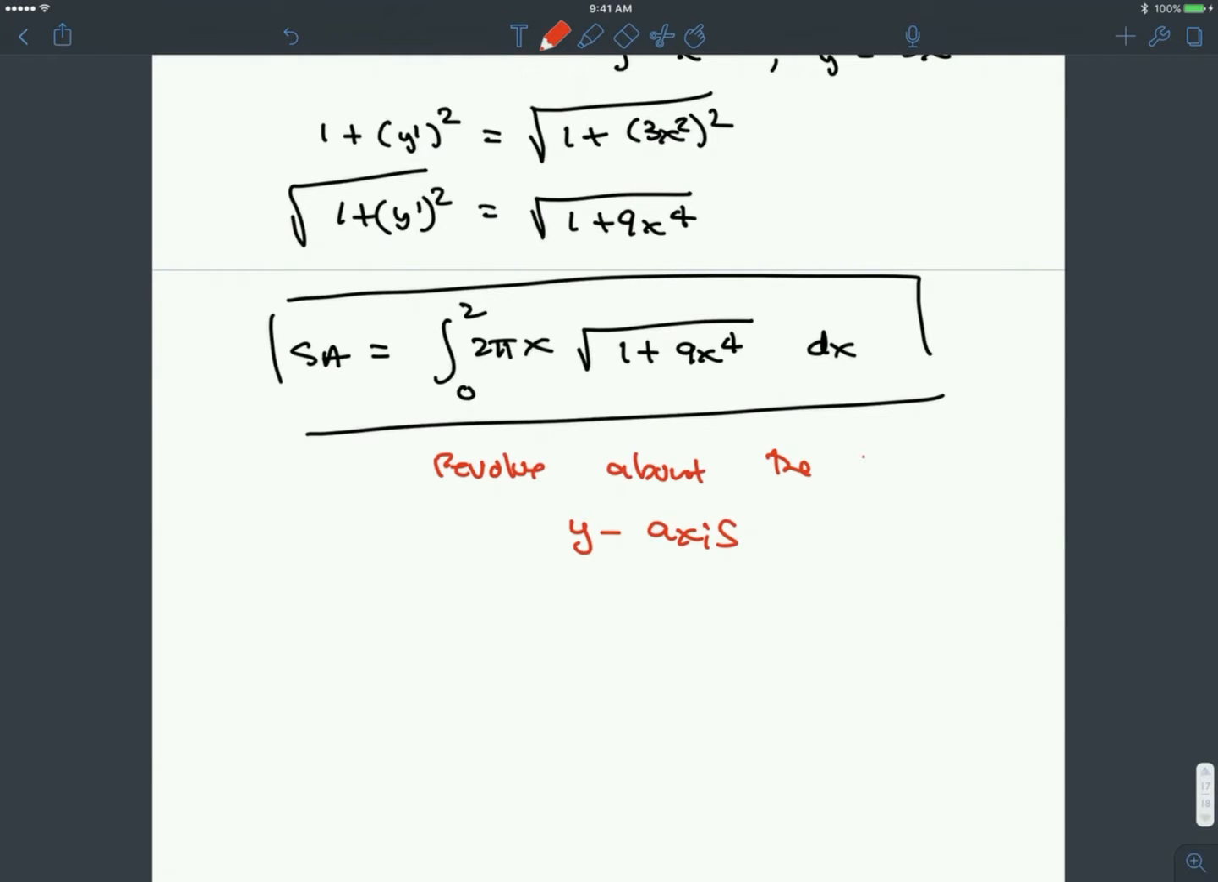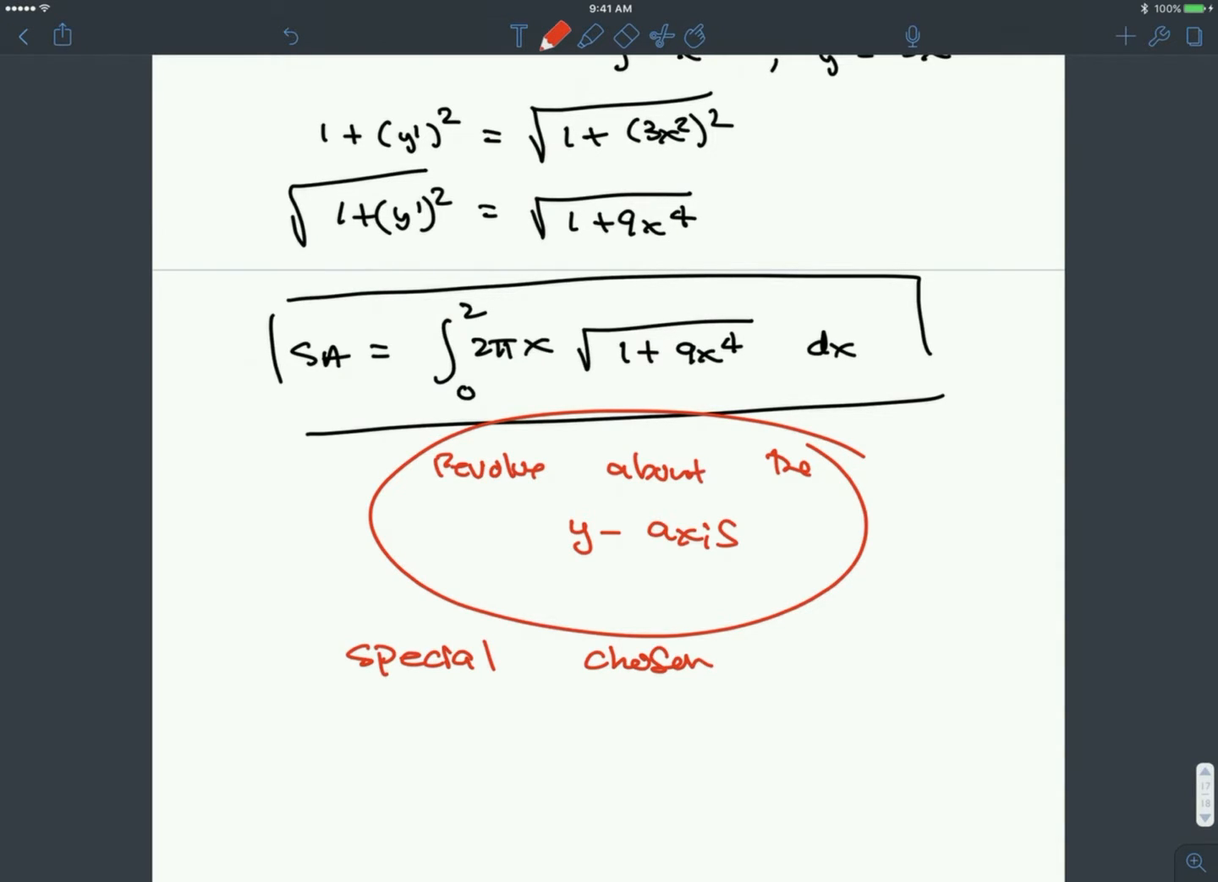Now, this is a different question than what we did earlier. Earlier we revolved about the x-axis. What happens with these integrals is they're specially chosen so that you can integrate. This particular problem isn't so specially chosen. We can still probably find a way to integrate this, but it won't be so easy. We're just going to set this one up and go over the format we discussed earlier when we rotate these curves about any axis. So they're usually specially chosen so that you can actually integrate.